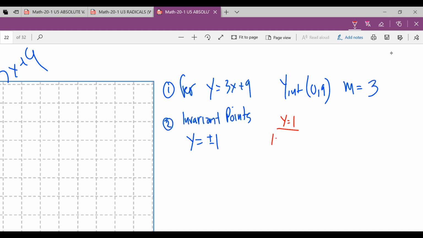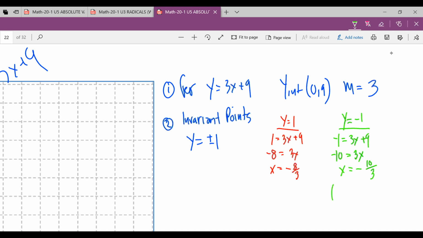So we're going to get 1 equals 3x plus 9. And if we move things around, we get -8 equals 3x, and x equals -8/3. All right, there we go. Let's figure it out now for y equals -1. For y equals -1, we have -1 equals 3x plus 9. And when I move things around here, we get -10 equals 3x, and x is equal to -10/3.